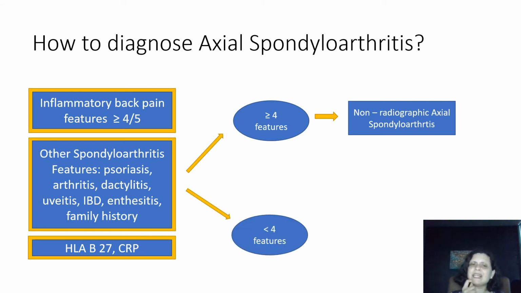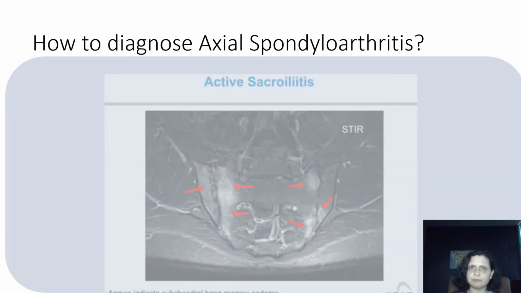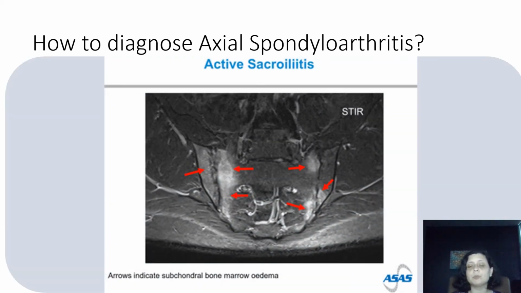But say they just have less than 4 features, right? Then what would you do? You still suspect it, right? So order a MRI of the sacroiliac joints. If the MRI is positive, then diagnose them as non-radiographic axial spondyloarthritis. If it is negative, consider some other diagnoses. So this is what you would see on MRI when there is inflammation around the sacroiliac joint. So that white part over here is all inflammation.